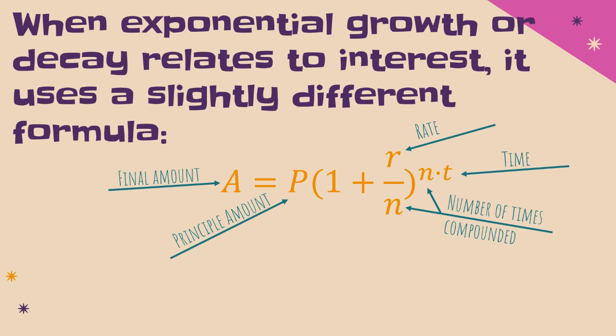Still the 1 plus, but this time you have to take the rate divided by the number of times it's being compounded. And then the power that we're dealing with is time times the number of times that it's being compounded. So when you put your money into, let's say, a savings account, you earn interest on that money, and it's compounded different times. A lot of savings accounts are compounded quarterly, which would be 4 times a year or every 3 months. So every 3 months you are paid interest.